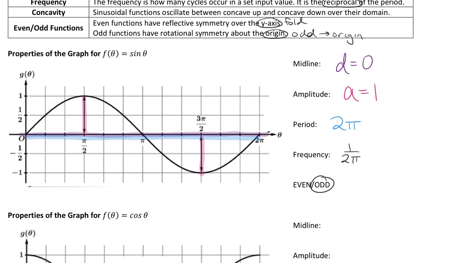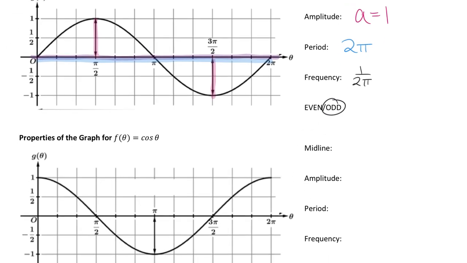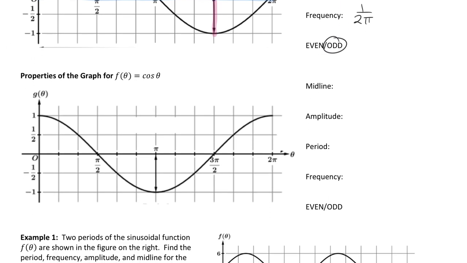Let's answer the same questions about cosine. Here's our cosine function. It starts at a maximum, decreases, increases, then would decrease again if we had more. What is the midline? 0. Still 0. Okay, great. So how do I answer this one? D equals 0.